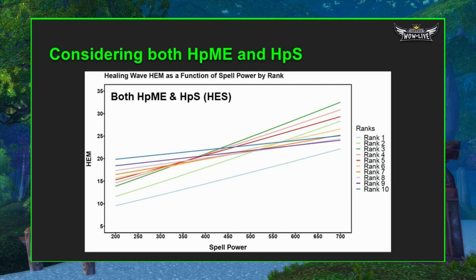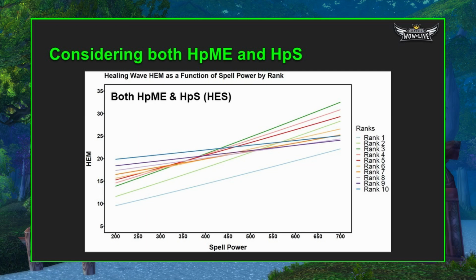However, if we take into account HPS at a 1-to-1 ratio, in other words, looking at HES, you can see that it shifts over to the right. At 440-ish spell power, rank 3 takes over rank 10, and the overall relationship is altered when you take into account HPS in addition to DpME. We hope this new metric provides a more well-rounded source of information for healers to take into consideration when they're choosing which rank to use in raids.